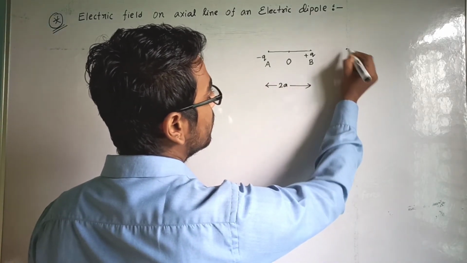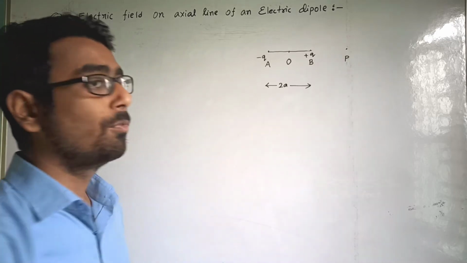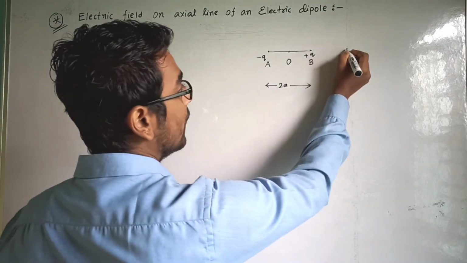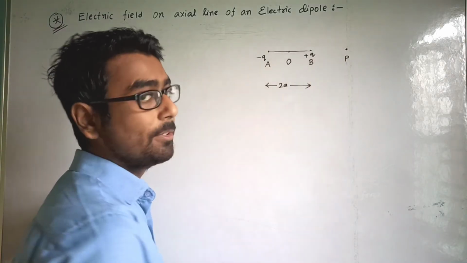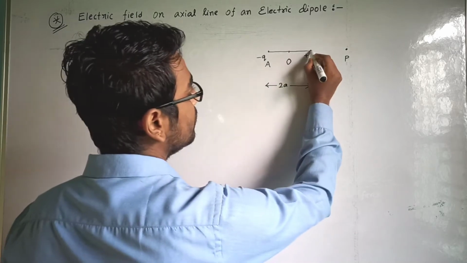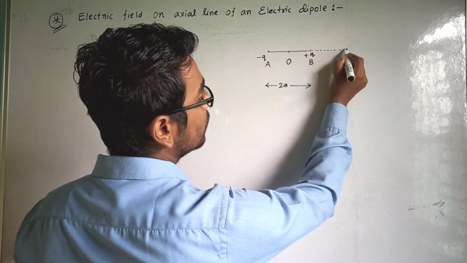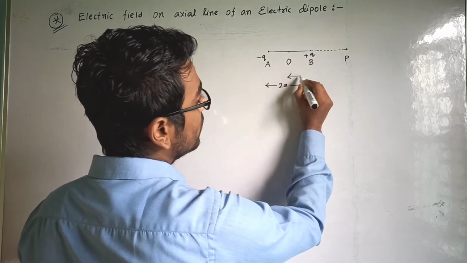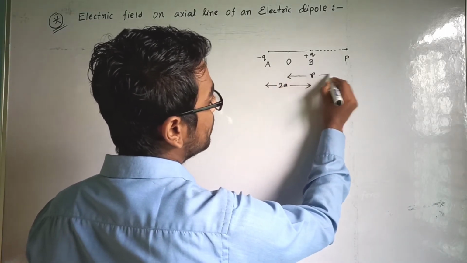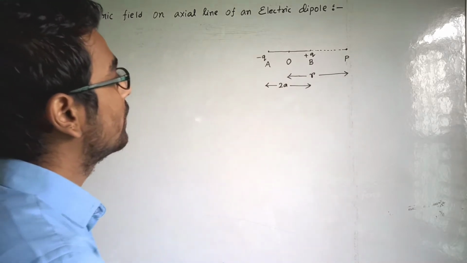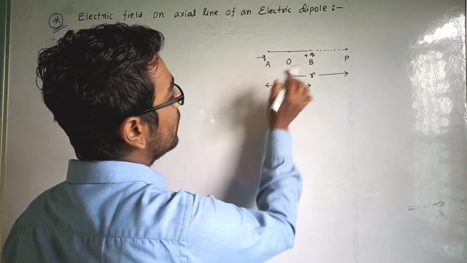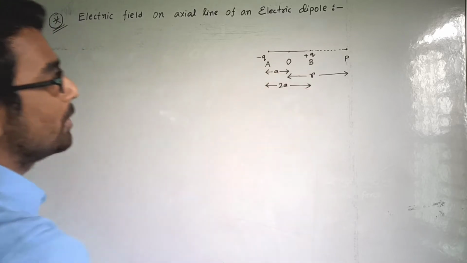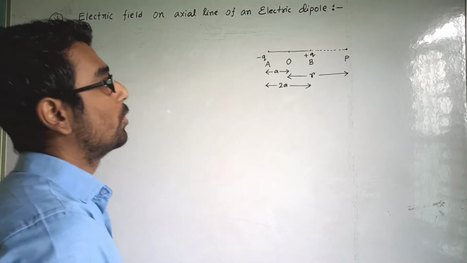Suppose this be the point P which lies on the axial line of the dipole. We will find the expression of electric field at that point P. So what we need to do, suppose from point O the distance of the point be R. In the similar way, AO and OB is A distance each. So A plus A will be 2A.